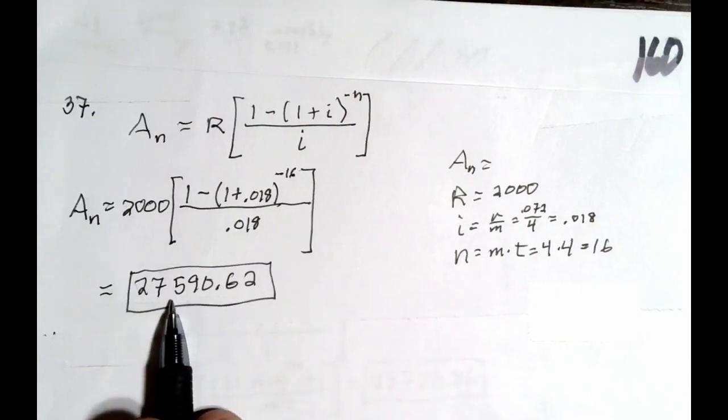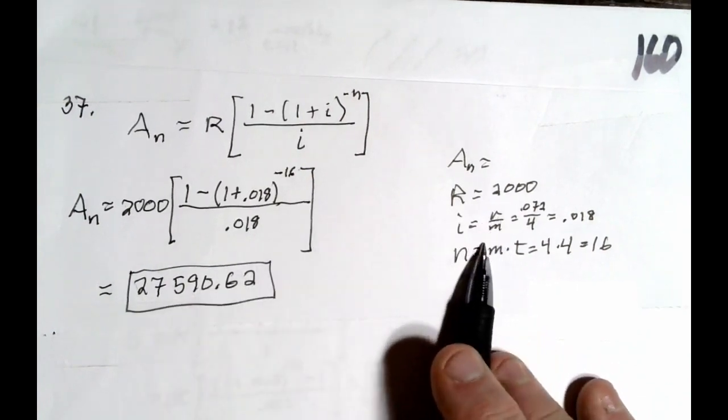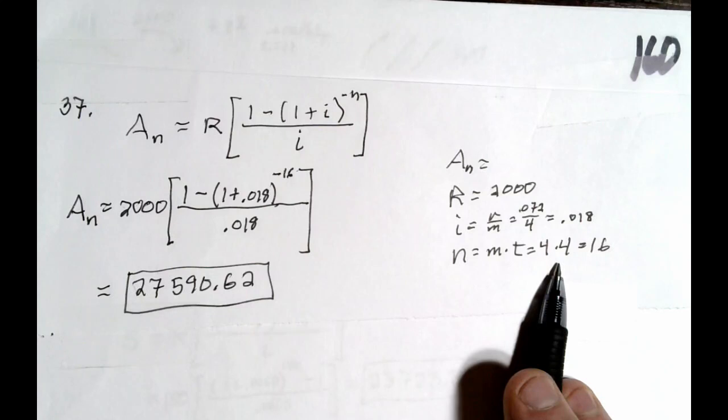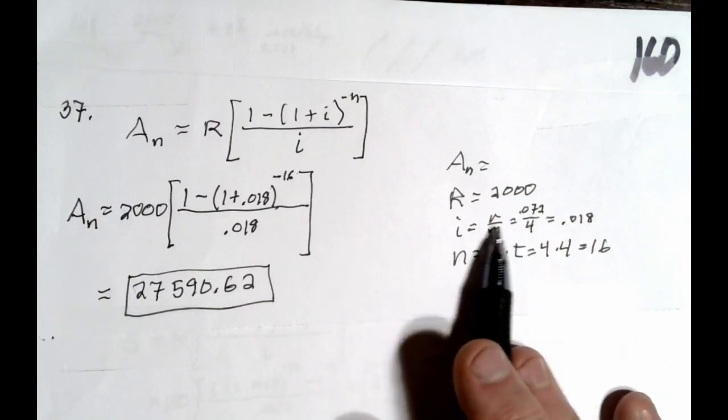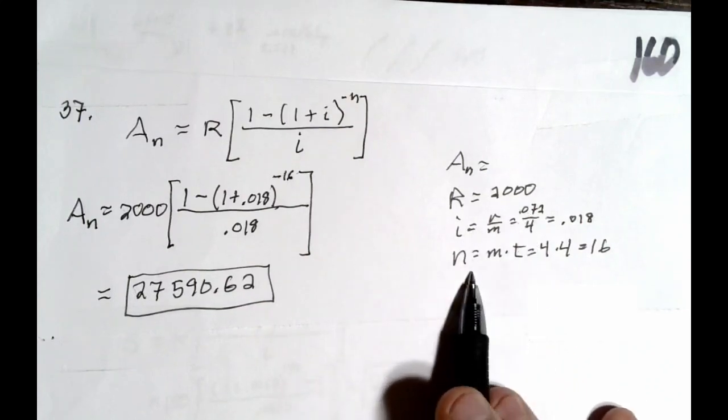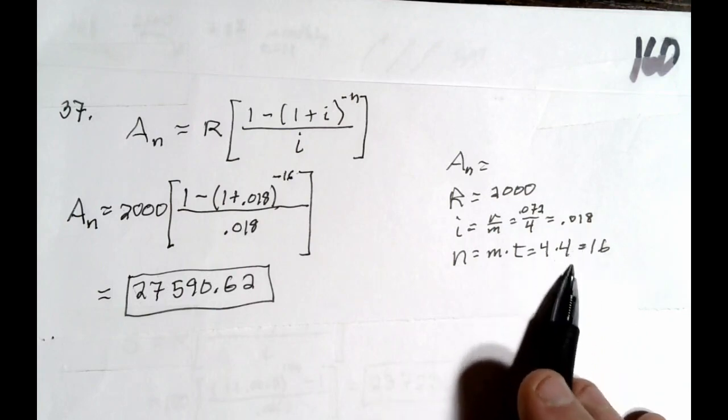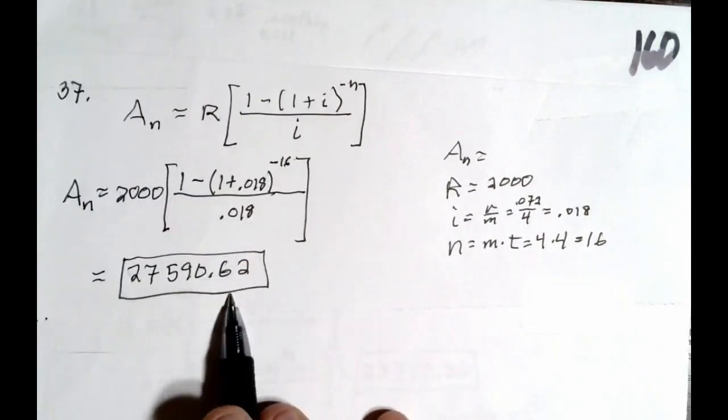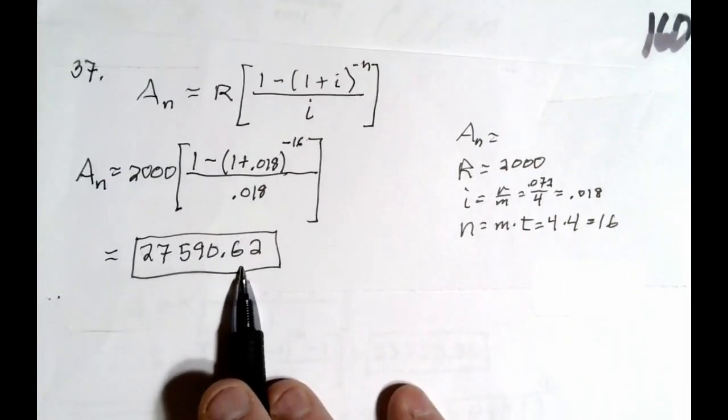So they want to know how much you have to start out with so you can take out $2,000 as you go along. So I is R over M, N is M times T, so you get 0.018 and 16. Plug everything in, and you get 27,590.62.